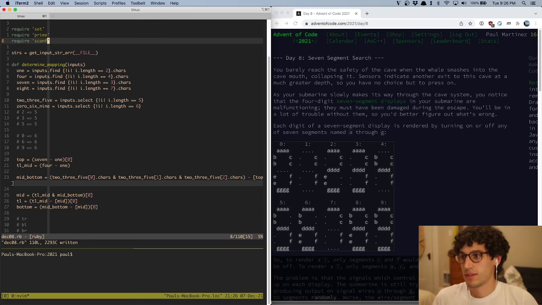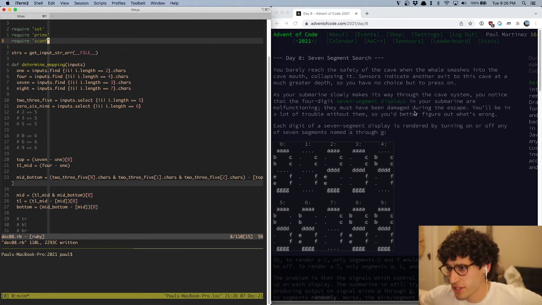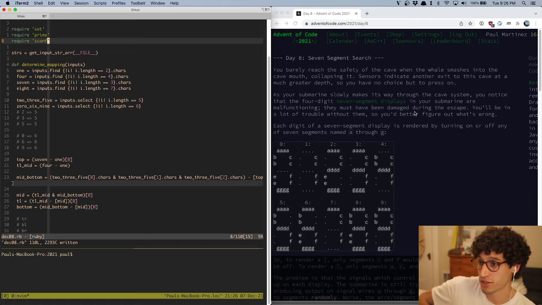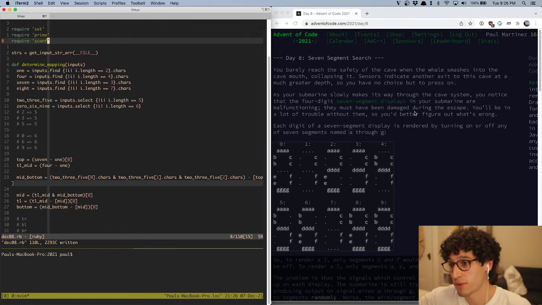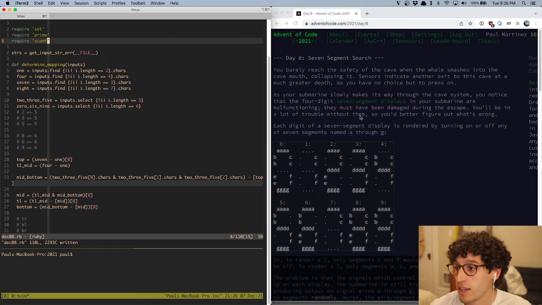So, day 8, 7-segment search. You barely reach the safety of the cave when the whale smashes into the cave mouth, collapsing it. Sensors indicate another exit to this cave at a much greater depth, so you have no choice but to press on. As your submarine slowly makes its way through the cave system, you notice that the 4-digit 7-segment displays in your submarine are malfunctioning. They must have been damaged during the escape. You'll be in a lot of trouble without them, so you better figure out what's wrong.